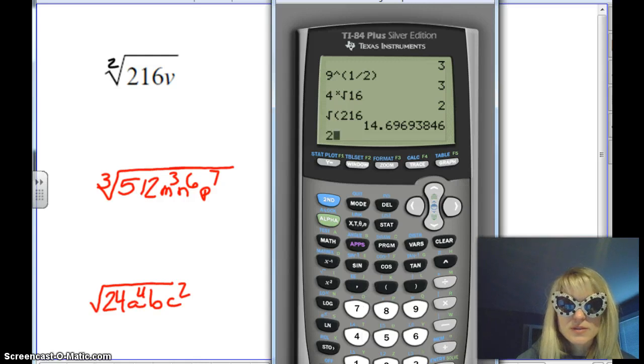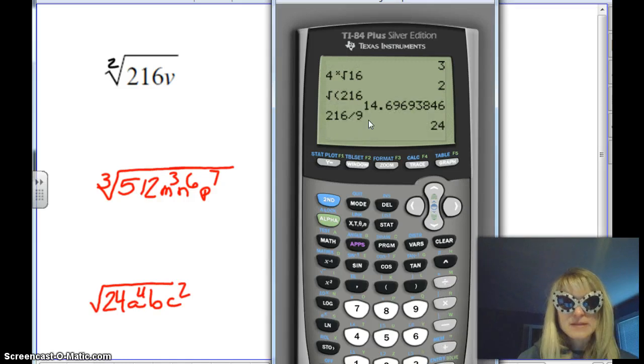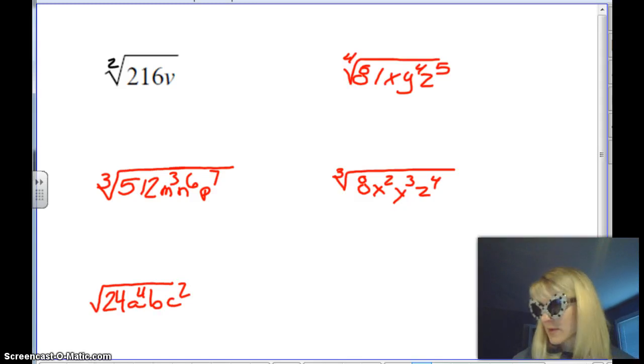I want to find perfect squares that go into 216. So I know if I add these numbers I get 9. So I'm wondering if 9, since 9 is a perfect square, will go into 216. And I find that 9 times 24 equals 216. So I can use that to simplify here.